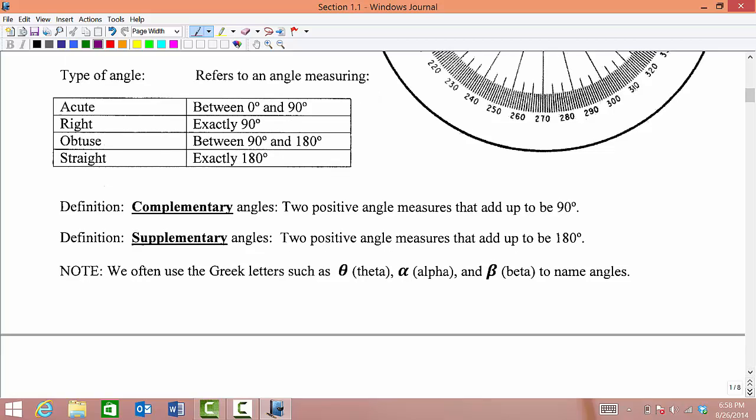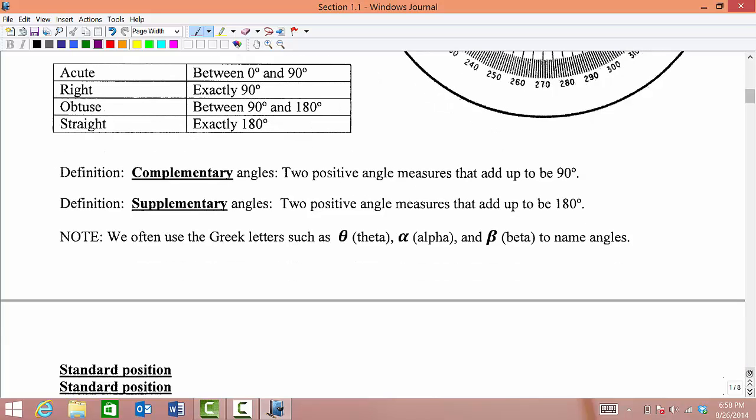Complementary angles are when we add two positive angles that add up to be 90 degrees. And supplementary angles will be when two positive angle measures add up to be 180 degrees. Those angles will be called supplementary.